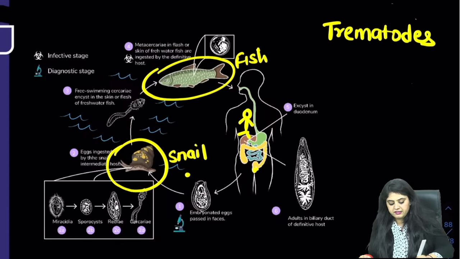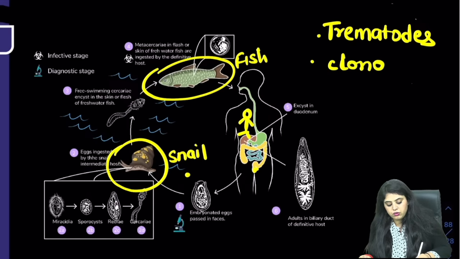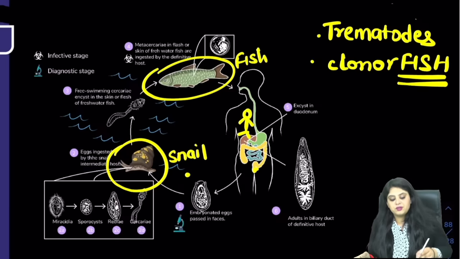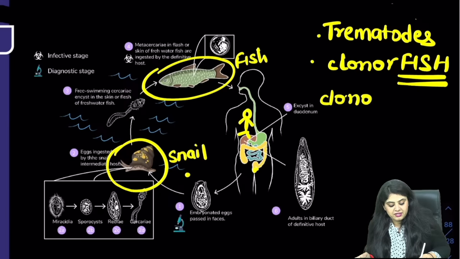And then, yes, what is this? Fish wala trematode, Clonorchis or Opisthorchis. Or in other words, Clonorchis sinensis. That is how the examiner will write it, right? Examiner will write it as Clonorchis sinensis.